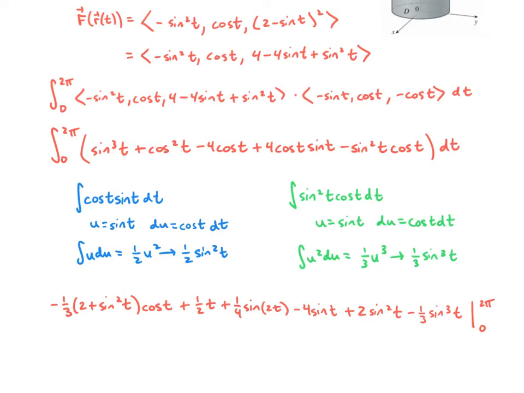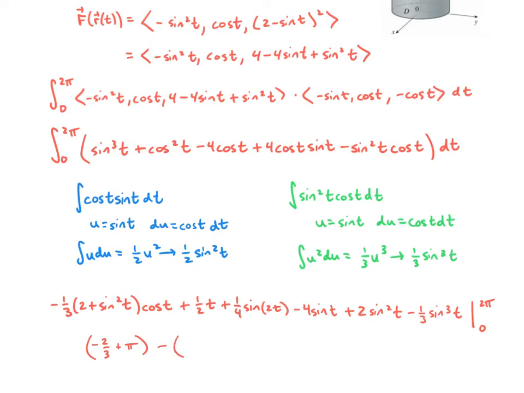Our first little bit here will be negative 1/3 times 2. Cosine of 2 pi is 1. So that's just going to be negative 2 over 3. And then we have 1/2 times 2 pi, which is just pi. And believe it or not, the rest of it's 0.